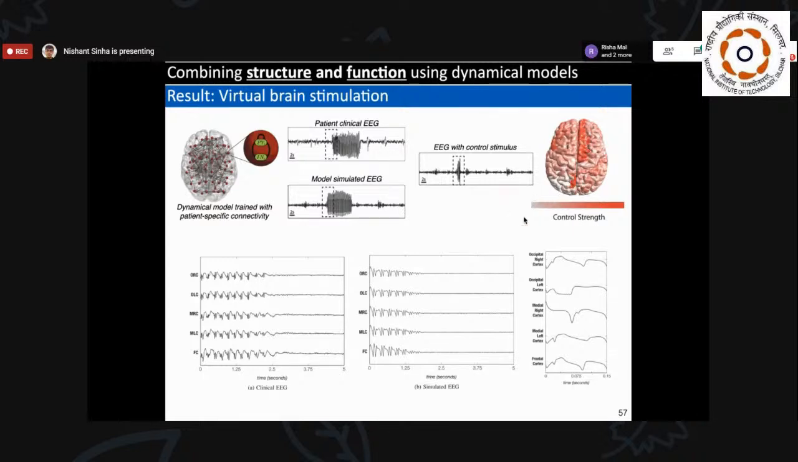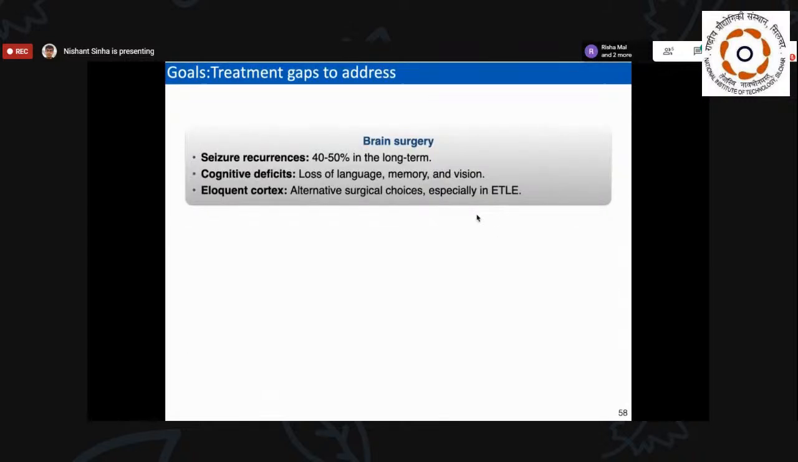So this essentially shows that different brain areas might need to be stimulated with different control strengths to stop the seizures, reflecting the heterogeneity within the patients. So in summary, the treatment gap that we have tried to address in the context of brain surgery is to identify why seizures reoccur for approximately 40 to 50% of the patients in the long term. There are many other treatment gaps and areas of research needed in this area.